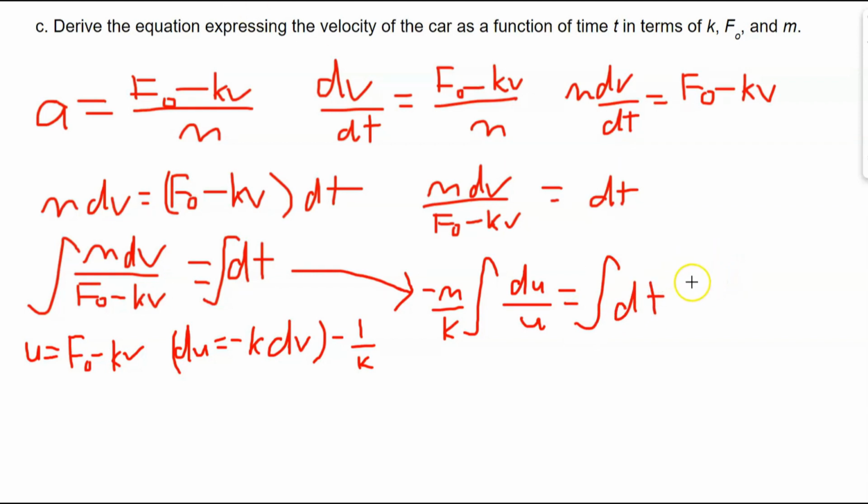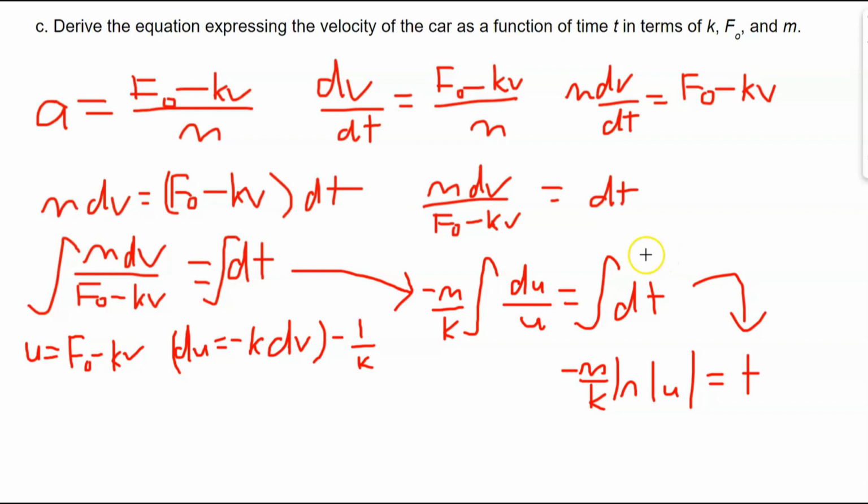So now what we're going to do is integrate this whole equation. So negative m over k times ln of the absolute value of u, I should say, and this is equal to, this is just going to be t. Now usually when you solve problems like this, you would have definite integrals from v to v sub naught and then t to 0 from top to bottom. But I'm using indefinite integrals. I just personally think that this method makes more sense, especially if you take calculus.